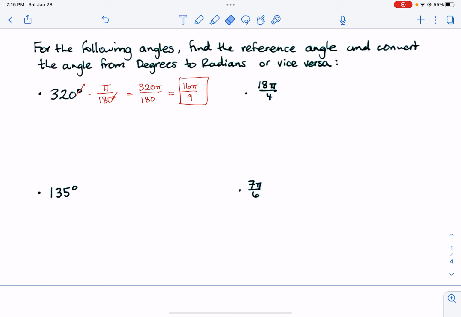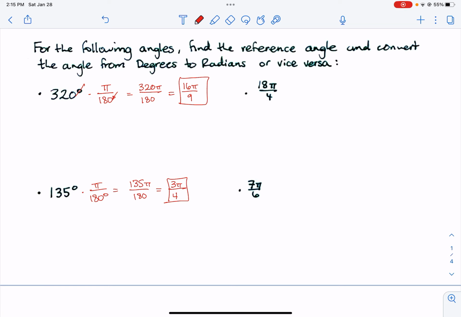Let's do the same thing with this 135 degrees here. Okay, so times pi over 180 degrees. All right, that's going to be 135 pi over 180. Looks like they both have a common divisor of 45, right? So dividing 135 by 45 is 3. 180 divided by 45 is 4. So this is really the angle 3 pi over 4. That's a unit circle angle.